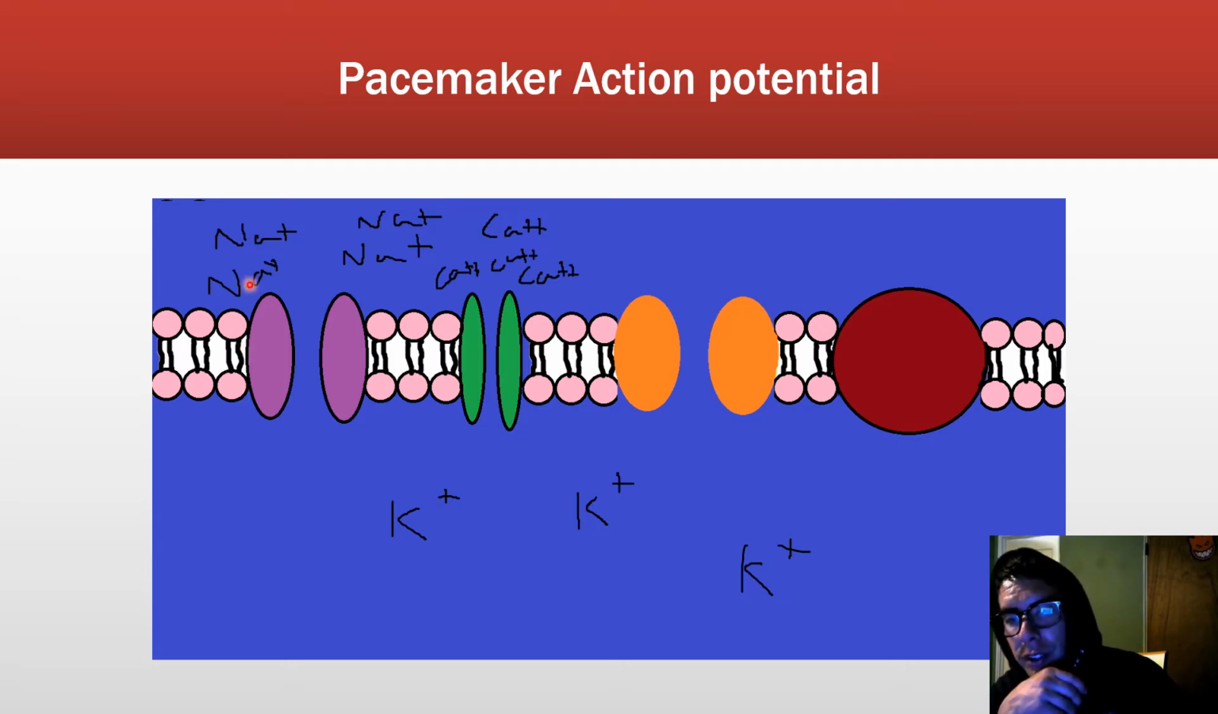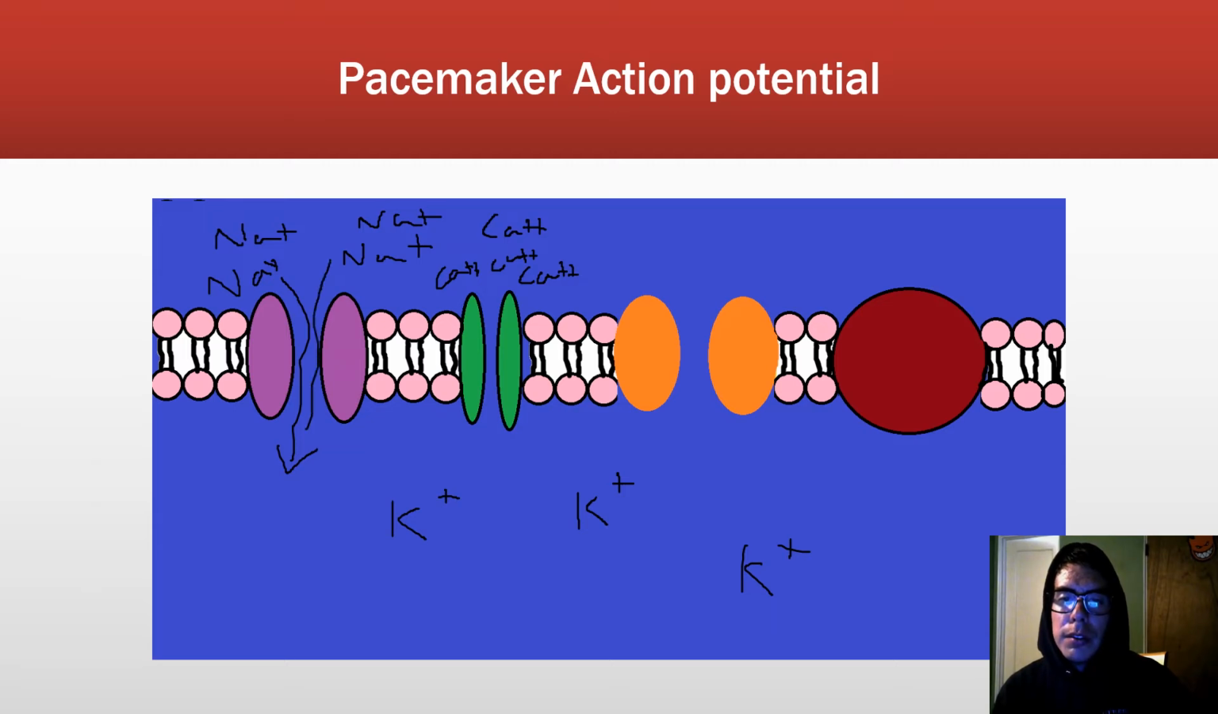Anyways, these funny channels will open and they'll allow a slow influx, which means pouring in or inward movement of sodium. So there's an influx, an inward movement of sodium into the cell. So this all starts to slowly come in.